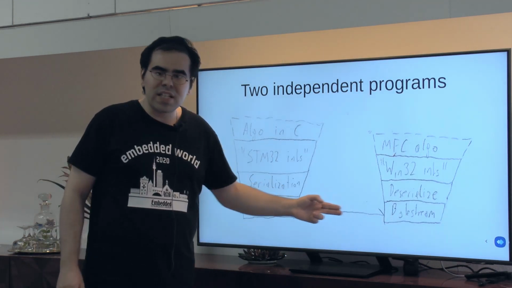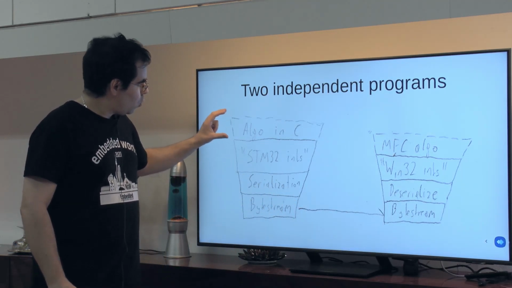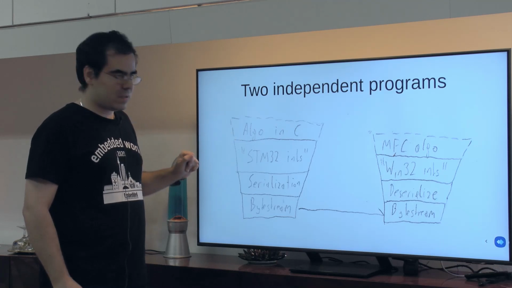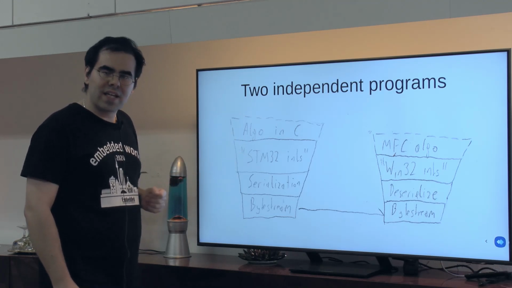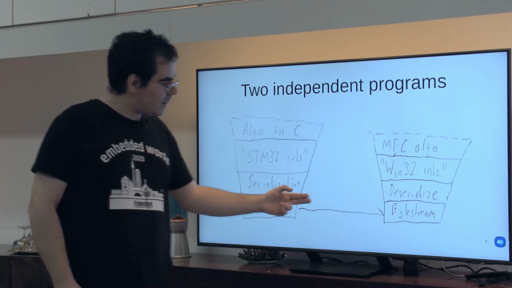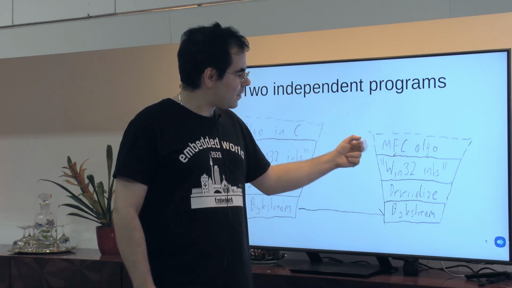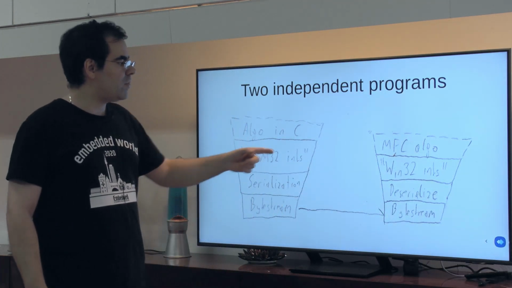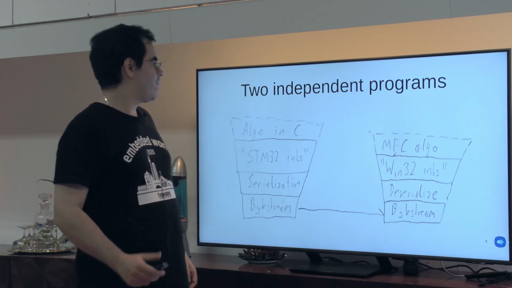And we are using a completely custom protocol. So we run our measurement algorithm in C. We have STM32 or GigaDevice ints. We serialize them. We send the byte stream over, deserialize, use the other data format, and end up with a second copy of the algorithm, which is in MFC.